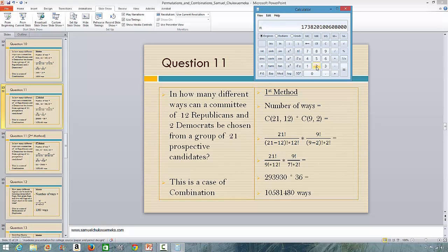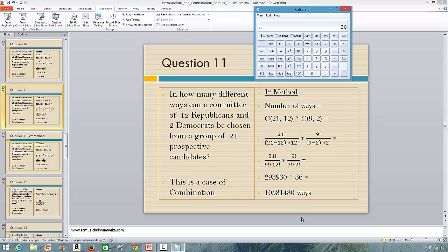Then you now do 21 factorial divided by memory recall, and that is 293930. Then the next one, 7 factorial times 2 factorial equal to this. Then cancel memory, put in new memory. Then you now do 9 factorial divided by memory recall, and that is 36. So it gives you this. So that is one way you can do it.